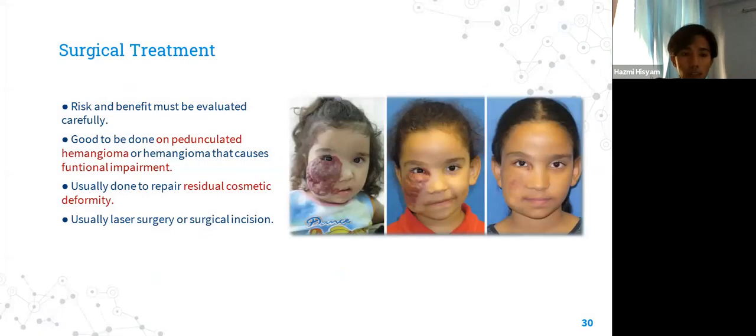We can also do surgical treatment if the benefit outweighs the risk. Surgical treatment is good for pedunculated hemangioma that can cause functional impairment, or we can also do this to repair any cosmetic deformity. And we can do this by laser surgery or any surgical incision.